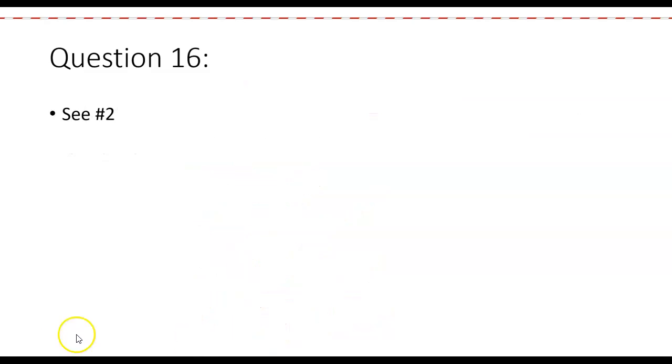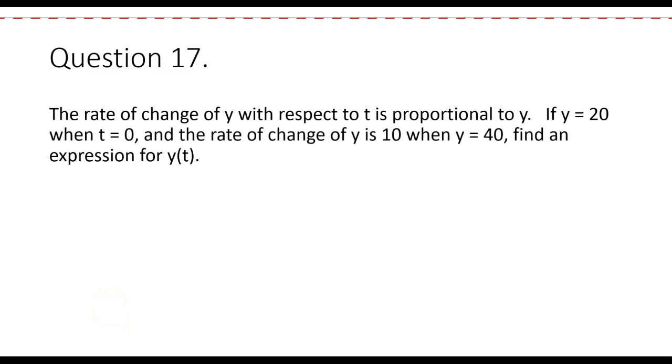Moving along. For question 16, I'm just going to say look back at number 2. We did that in class today. Let's take a look at question 17, and that'll be it for today because we already did 18 in class. The rate of change of y with respect to t, that's what this means, is proportional to y. If y equals 20 when t equals 0, so let's back up here a little bit.